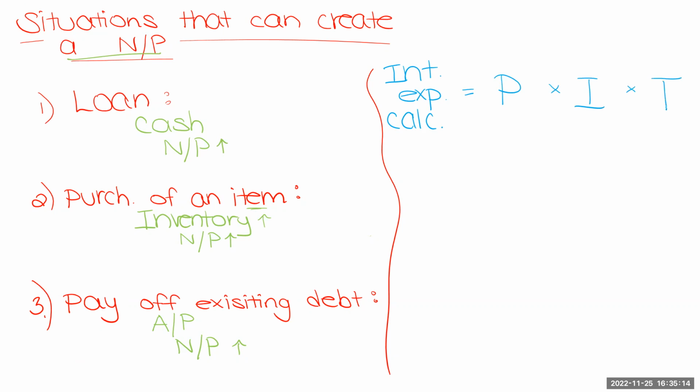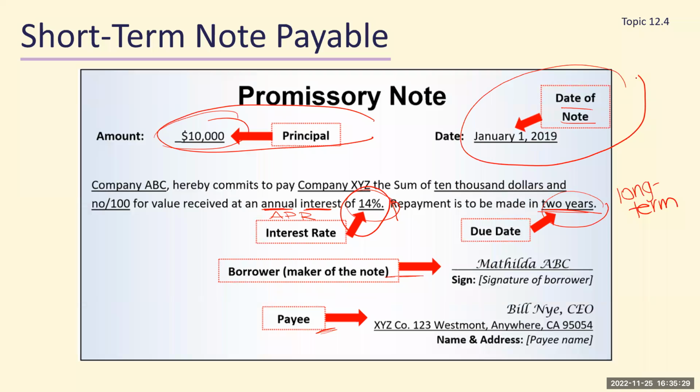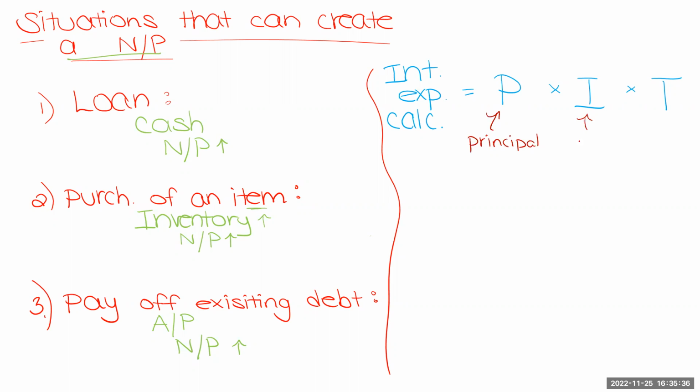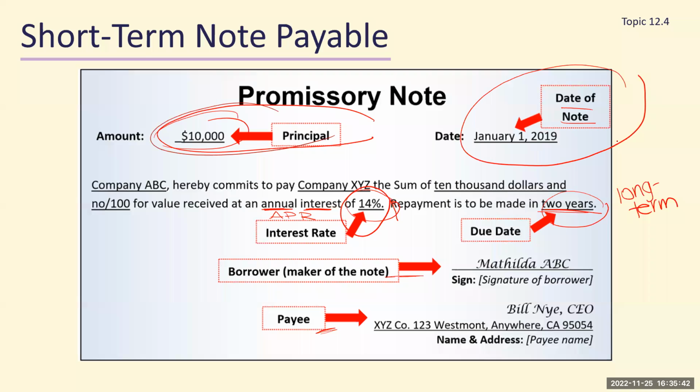The acronym I use is PIT, P-I-T. Okay, so there's your formula. Let me show you what everything stands for. So the P stands for principal. And again, we can get that information from the promissory note, right? The I stands for interest, which again, we can get from the promissory note, has to be stated on there.